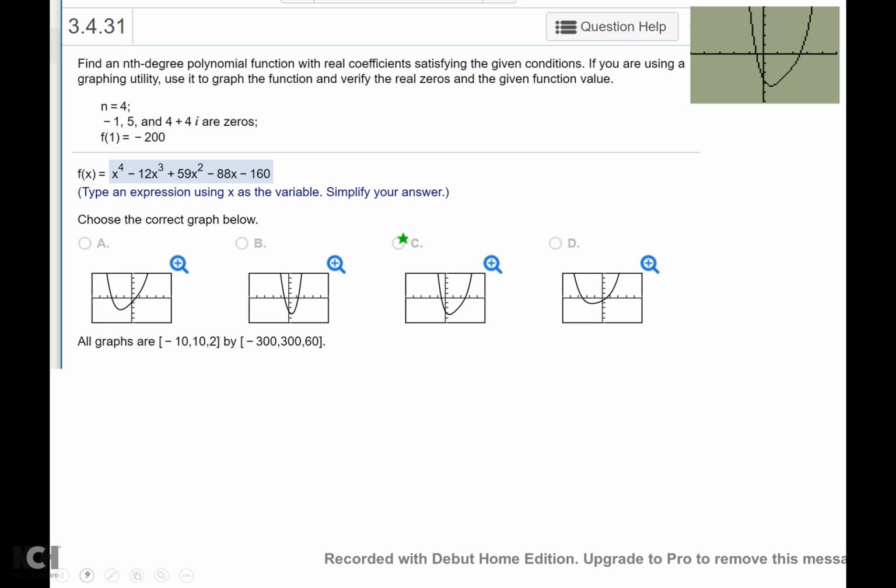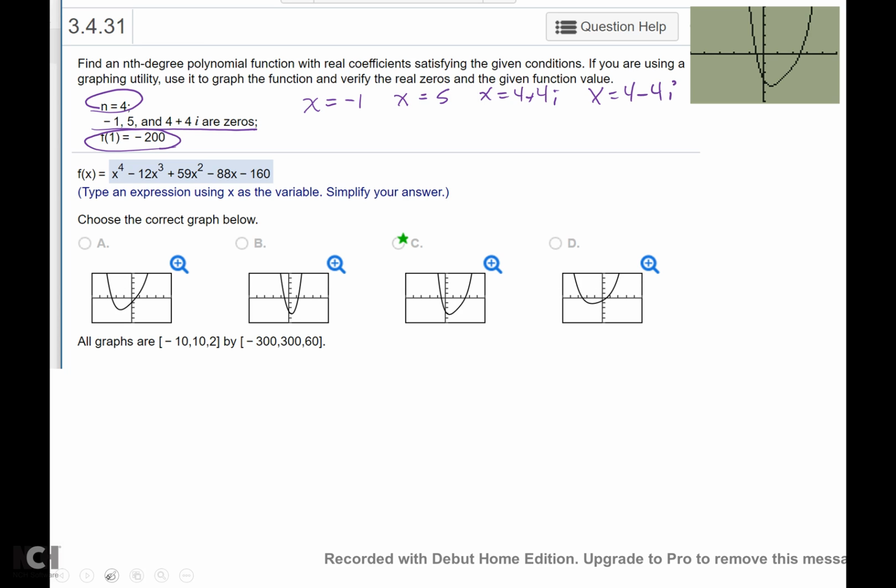Alright, find an nth degree polynomial function with real coefficients satisfying the given conditions. If you're using a graphing utility, use it to graph the function, verify the real zeros and the given function value. So they want a fourth degree, which means they've got to give me 4 answers. And they gave me x equals negative 1, there's 1. x equals 5. x equals 4 plus 4i. Wait, they only gave me 3 and I need 4. Well, that's because of the complex conjugate theorem: they gave me an a plus bi, which means a minus bi is also a 0. Remember, so that's why they gave me this, and then they gave me this because I need to find that leading coefficient.